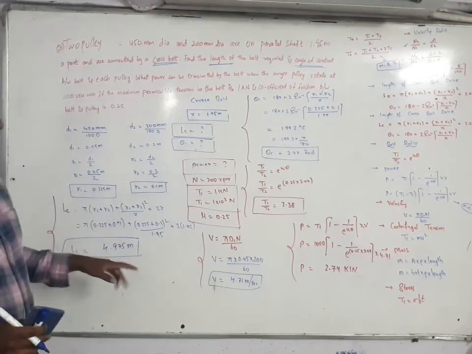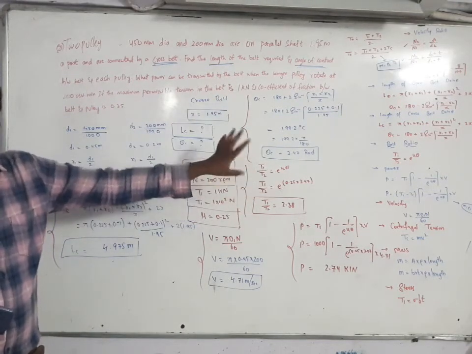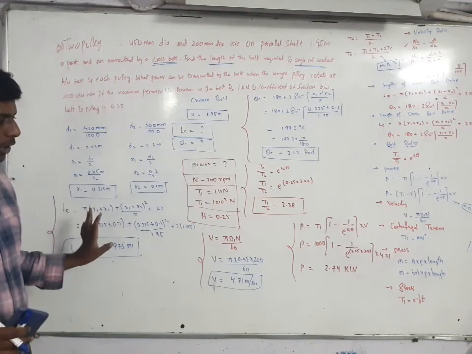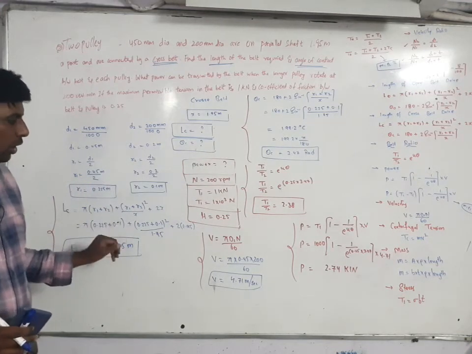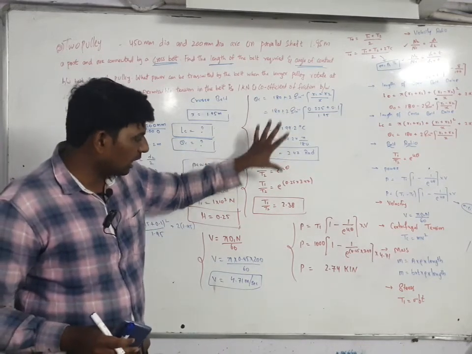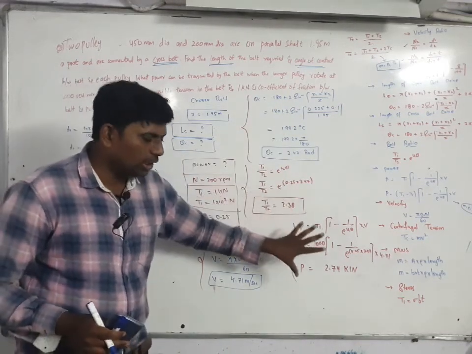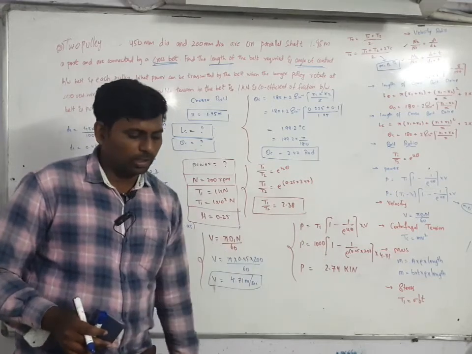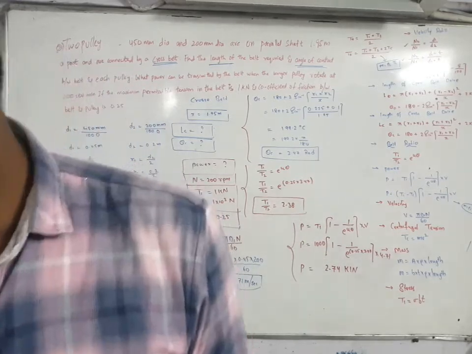Whenever a problem like this is given, you can take these formulas. With the help of these formulas, you can find out this one. So here first the length of the cross belt, and here the angle of the cross belt, and here the belt ratio, and here power is given. Like this, you have to find out.